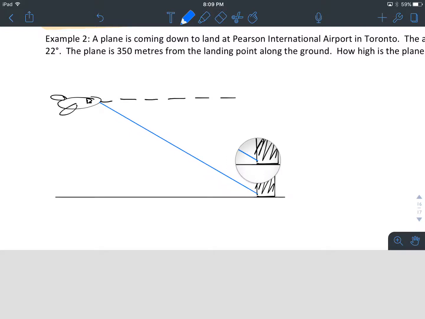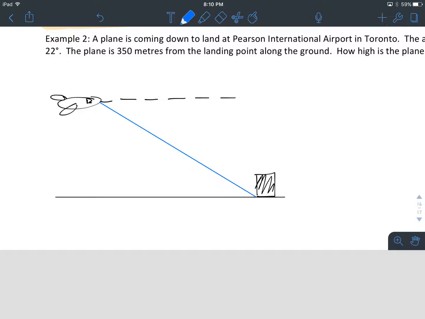Let's get you on the airport. So there it is right there. So this is our angle of depression right here. You could imagine that as the plane sort of tilts its nose down, that's the angle of depression. And that's what we want to remember. So we can now start to fill in some pieces of information.